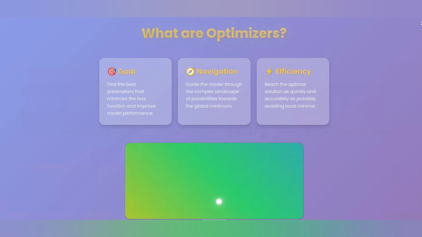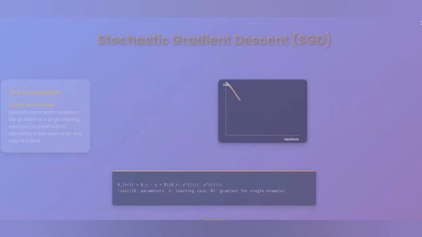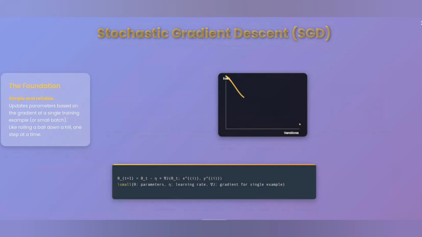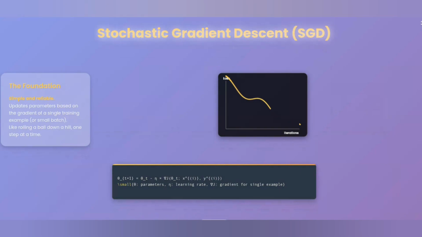Watch this demo ball. See how it's constantly moving, searching for the lowest point in our loss landscape? That's exactly what an optimizer does during training. Let's start with the granddaddy of all optimizers, stochastic gradient descent, or SGD. This is the foundation that everything else builds upon.